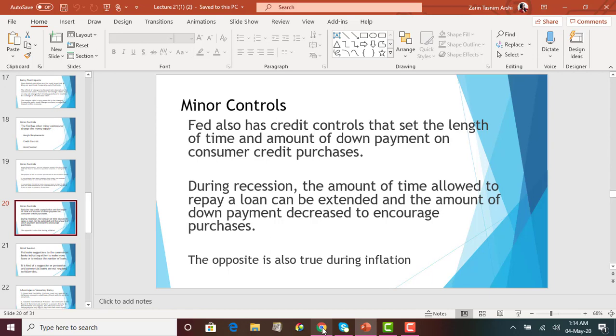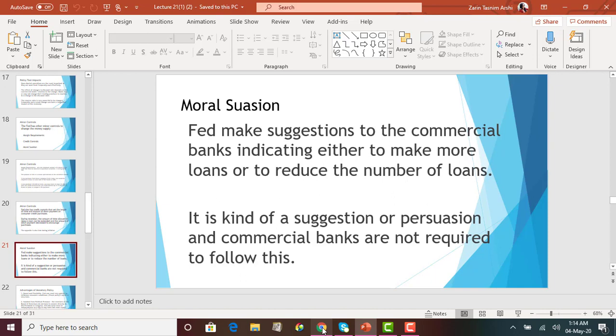During recession, banks can have an extended period of time for the borrowers to pay back the money. On the other hand, during inflation, when the prices are going up too fast, banks can reduce this amount of time, so they can pay back the loan quickly. So that's another way they can control the money supply. The last minor tool is called the moral suasion. This is the last tool under the monetary policy, and it is a minor tool.